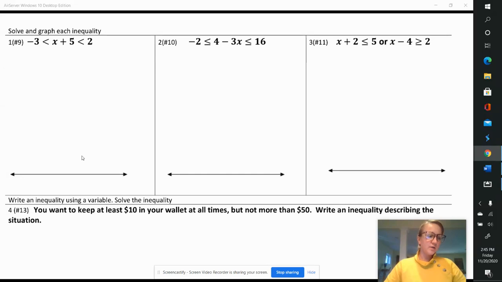This is the Jamboard practice assignment for 2-5 on compound inequalities. For number 1, which is number 9 on your homework, it's an and inequality, so our goal is to isolate x in the middle. Remember, we have 3 sides of the inequality. So right now, to isolate x in the middle, we're adding 5. So to isolate, we would subtract 5 from all 3 sides.